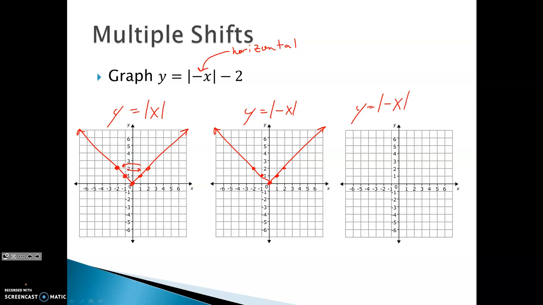And then the last thing that we have is this minus 2 that is on the outside. So that is going to cause each of these here to shift down 2 spots. And that is your shifts for those as well. Okay? That's it.